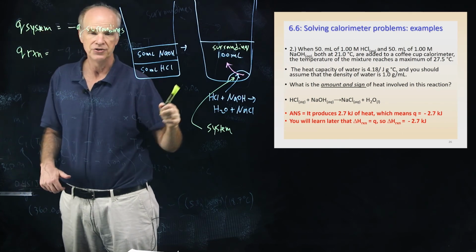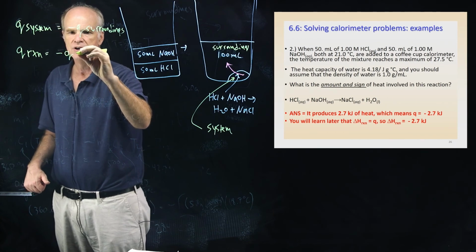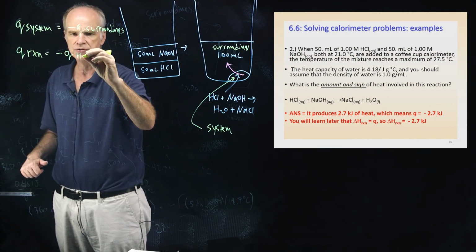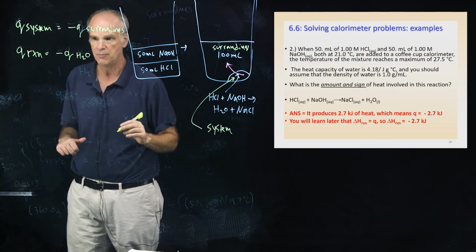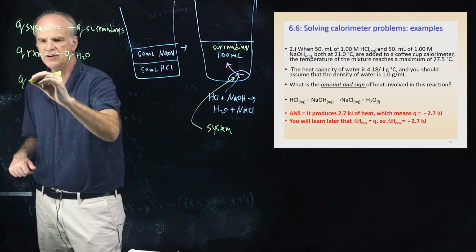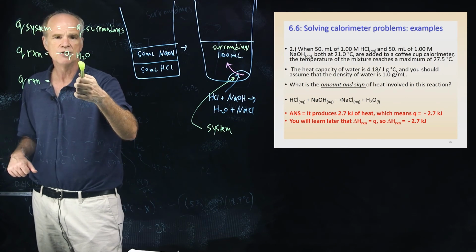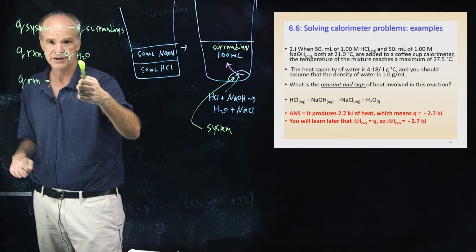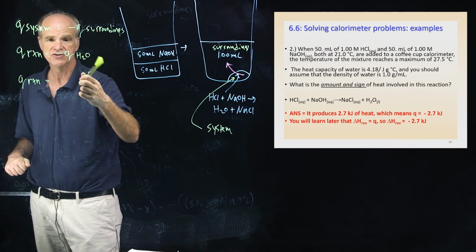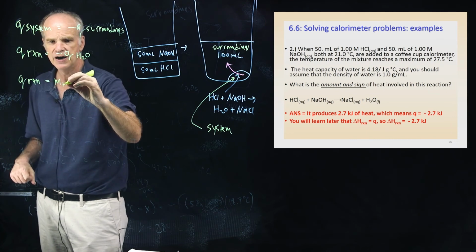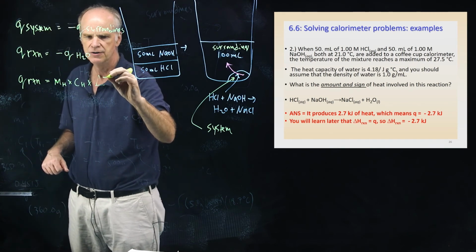So what is the surroundings? The surroundings is the water. So it's going to be equal to negative Q of water, or solution, whatever you want to call it. At this point, you can solve the problem. Here we are trying to find the heat of the reaction. And you might remember that the heat of the water is equal to the mass of the water times the specific heat of the water times the temperature change of the water.